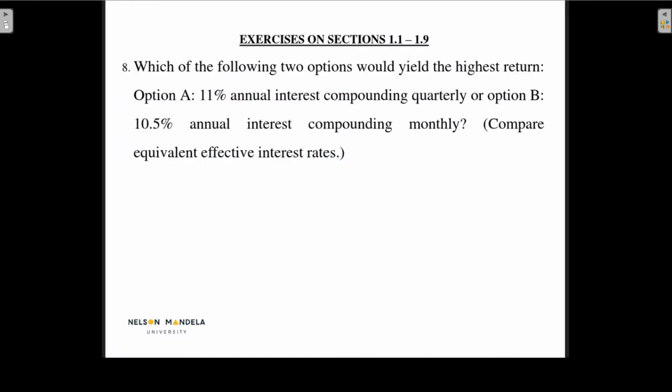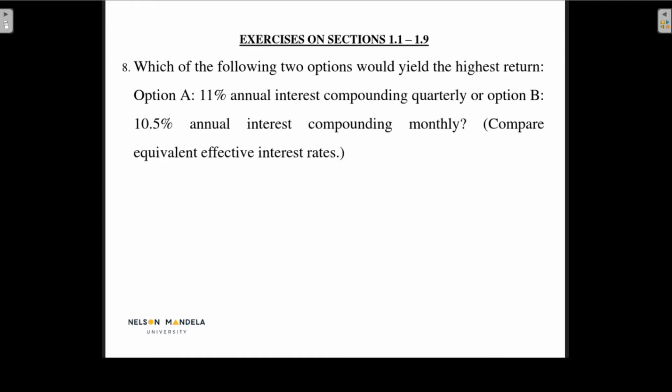So you can page to the exercises on section 1.1 to 1.9, and then we can have a look at exercise 8. Which of the following two options would yield the highest return? Option A, 11% annual interest compounded quarterly, or option B, 10.5% annual interest compounded monthly.